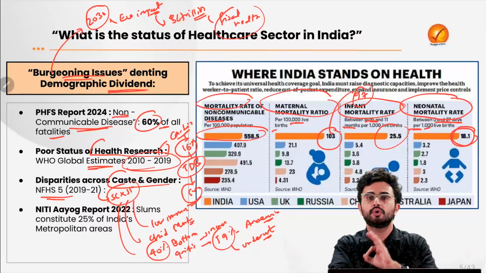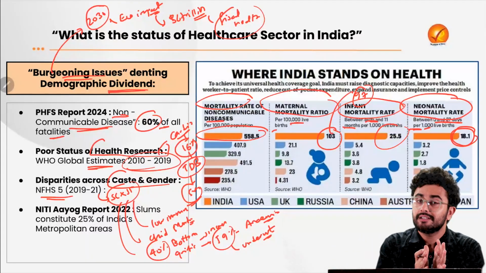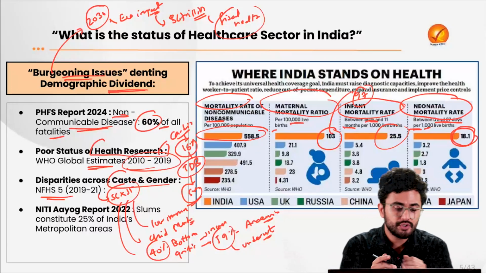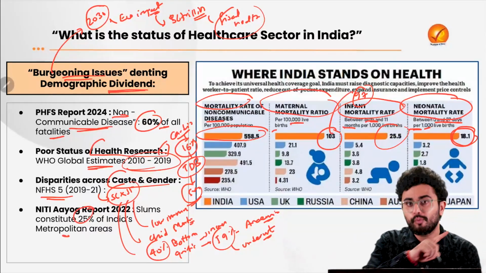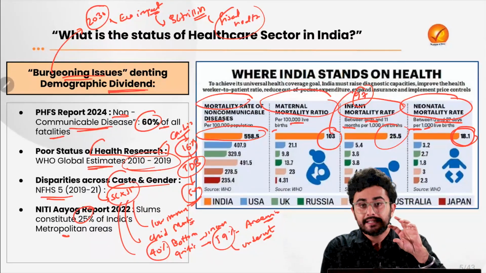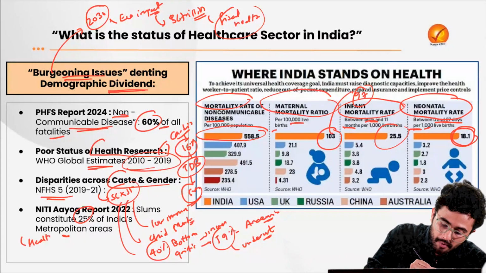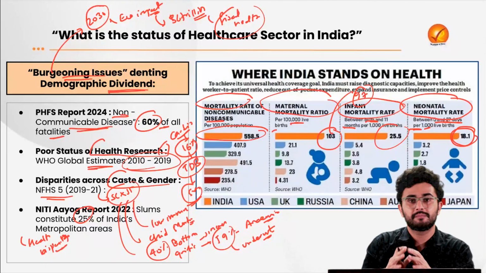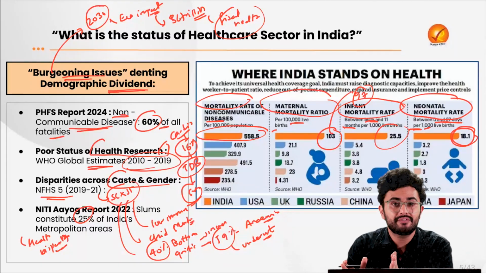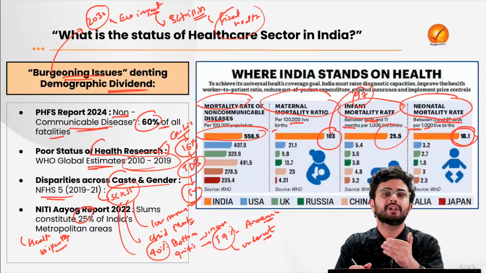Then the Niti Aayog report 2025 suggests that the slum population, which constitutes 25% of the metropolitan areas we were discussing, is where we can see a large amount of health disparity. The reason is that these slums have low infrastructure and are overcrowded.